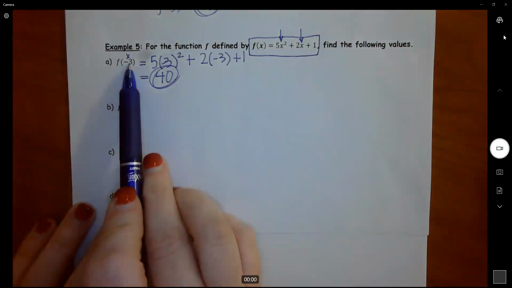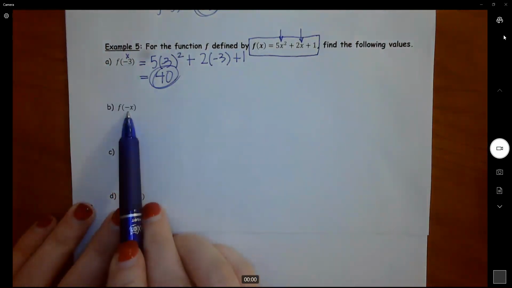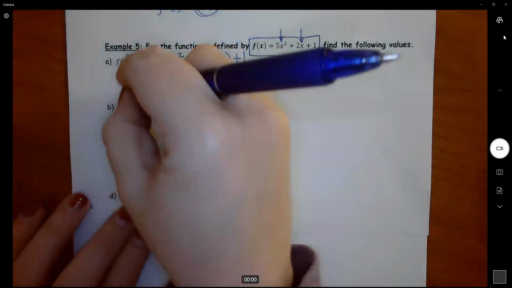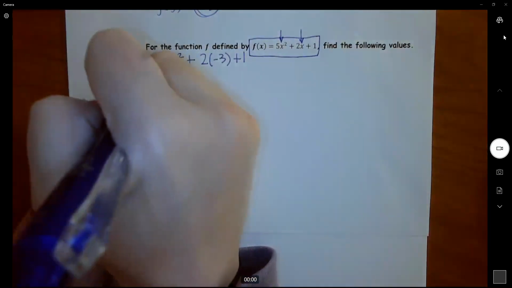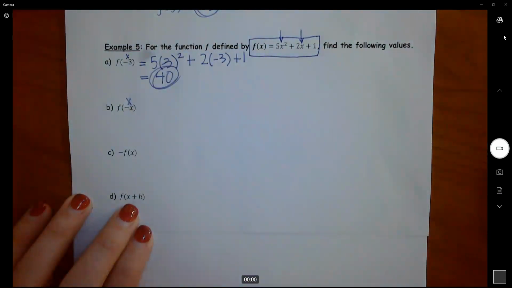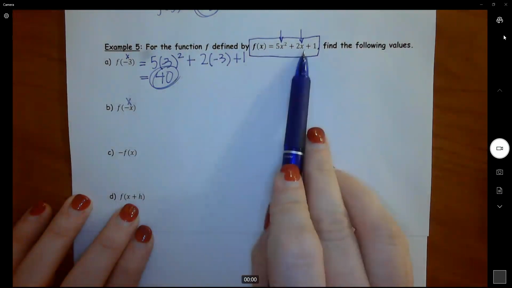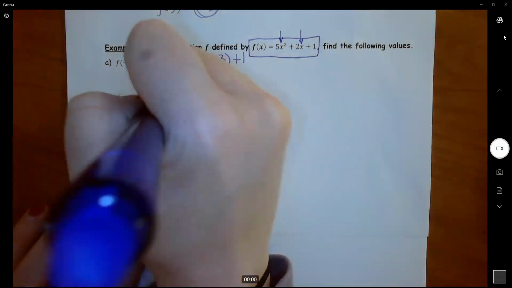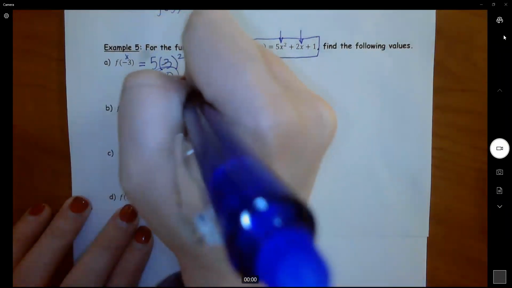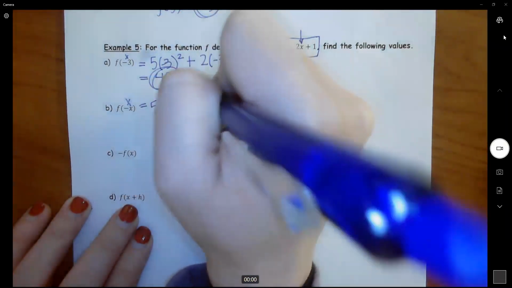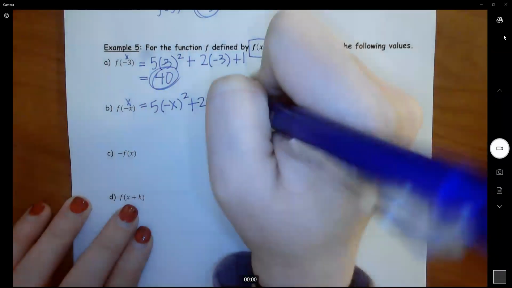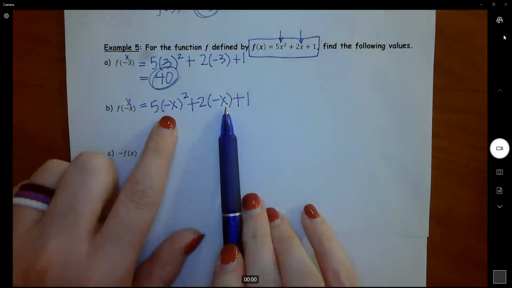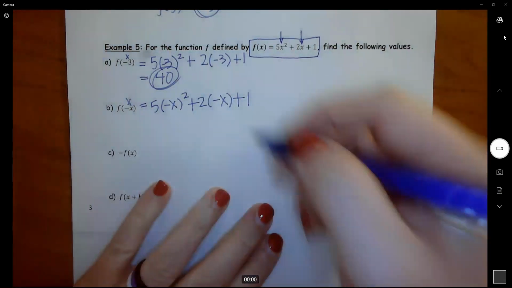Just like before, when I have something in parentheses, that's what I'm replacing my x with. I am now replacing my x with -x. So still where I see both of these x's, replace it with a -x. So now I have 5 times -x squared plus 2 times -x plus 1. Both of these x's get replaced with -x's. And now just do a little bit of simplifying here.